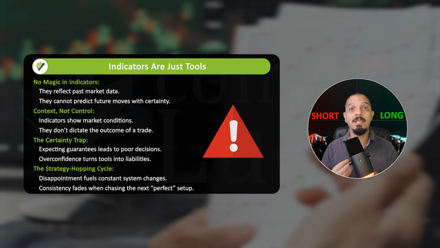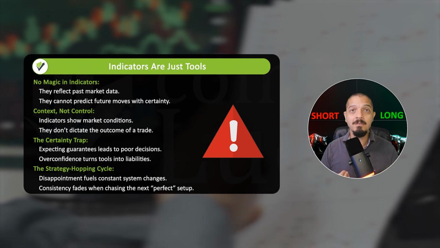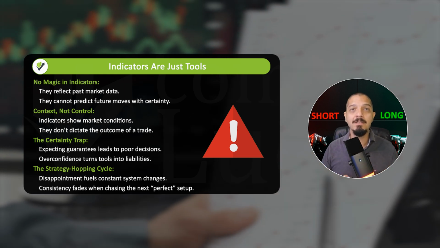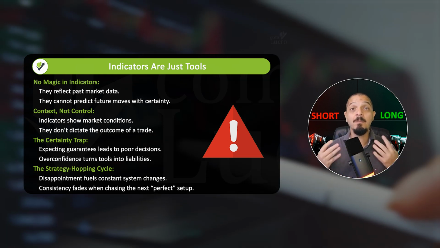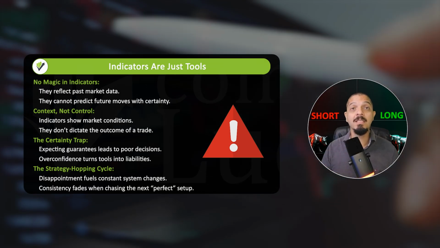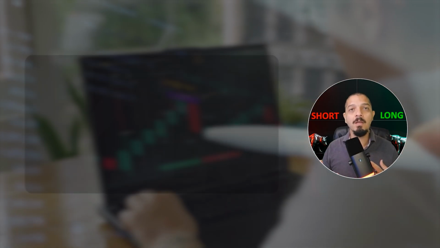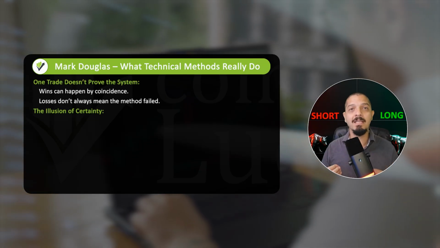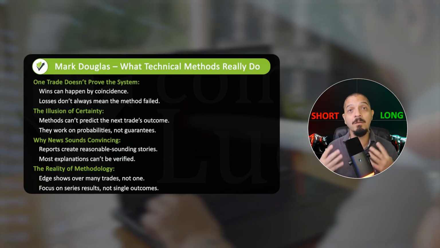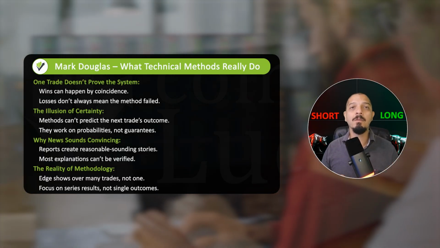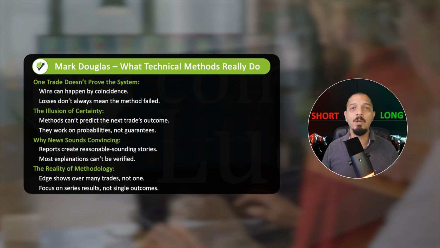The real problem begins when traders expect certainty, when they treat indicators as if they guarantee success. That mindset leads to frustration, disappointment, and an endless cycle of jumping from one strategy to another. To really understand why this happens and how to avoid it, here's a powerful reminder from Mark Douglas, one of the most respected voices in trading psychology.